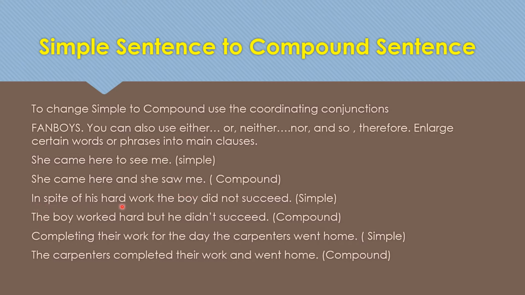The second one: in spite of his hard work, the boy did not succeed. It's a simple sentence. Whenever there is in spite of or despite of, then you will use but to form the compound sentence. So the answer in the compound sentence will be: the boy worked hard, but he didn't succeed. The third example: completing their work for the day, the carpenters went home. Simple sentence here. This completing is a present participle. So when there is a present participle, then again you use and. So the answer in the compound sentence: the carpenters completed their work and went home.